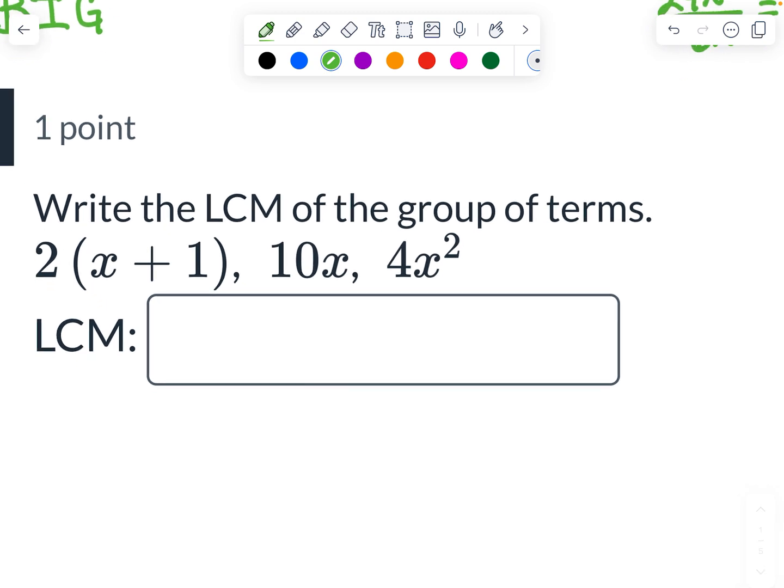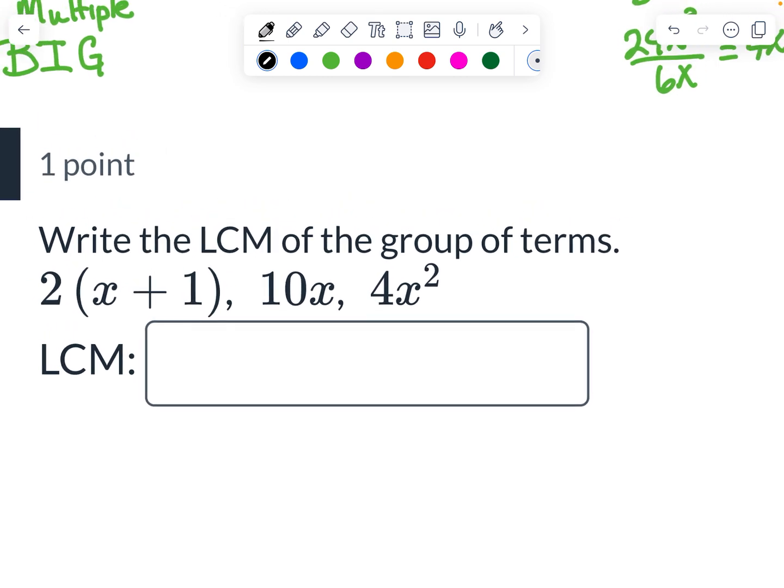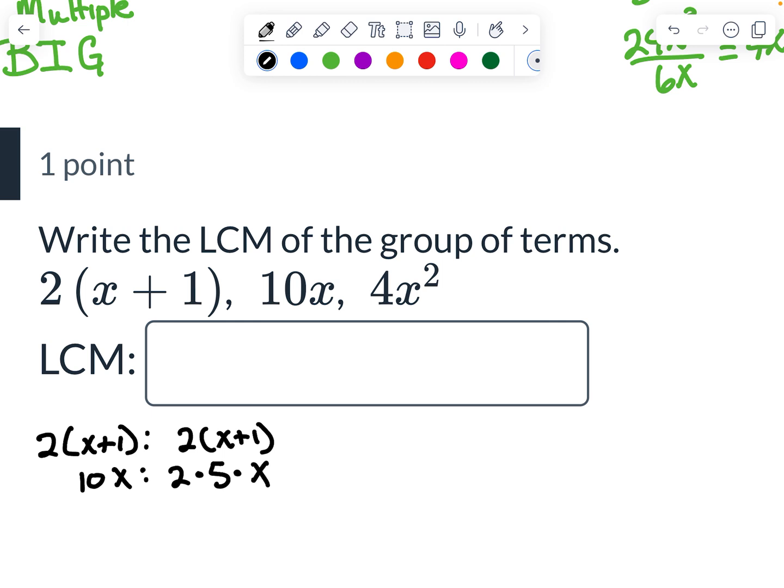People sometimes think that the parentheses make this harder, but actually the parentheses make it easier because the term 2x plus 1 is just automatically going to be part of it because when you factor it, it is 2x plus 1. Then you have the 10x. The 10x is 2 times 5 times x. And you have the 4x squared, which is 2 squared times x squared.